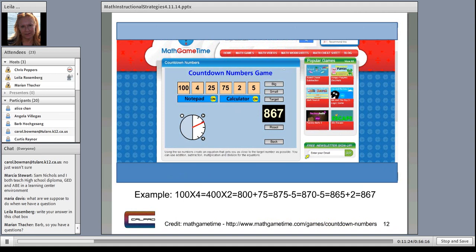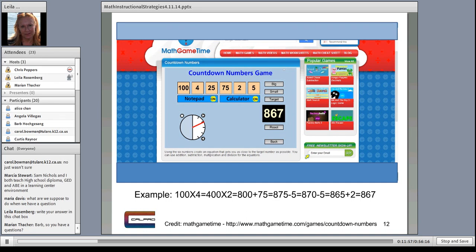Let me show you this now. Let's try to play this game now, okay? Look at the numbers given. You have 100, 4, 25, 75, 2, and 5. Hold on, my screen just went slow. It's small here. Okay? And the target number is 867. Try to reach 867 or as close as possible to it as your target.